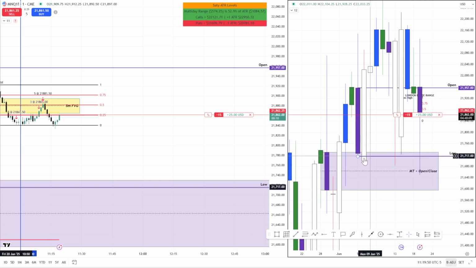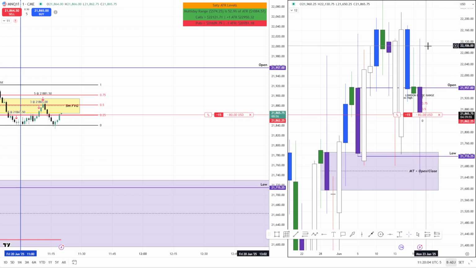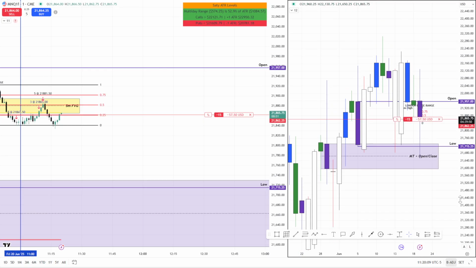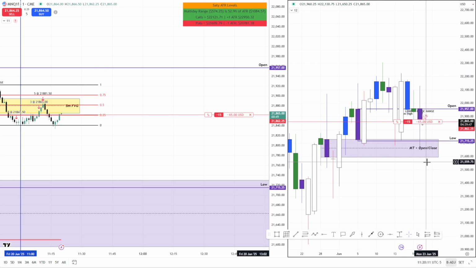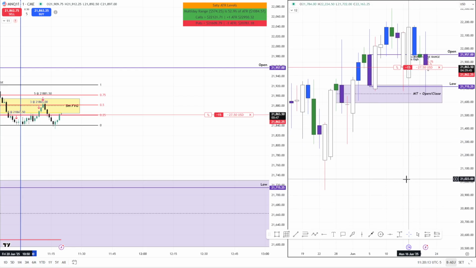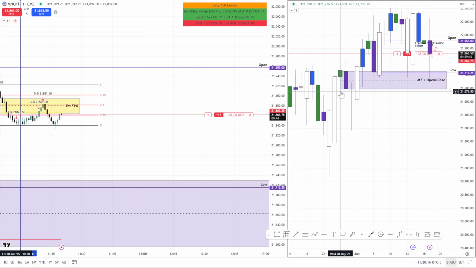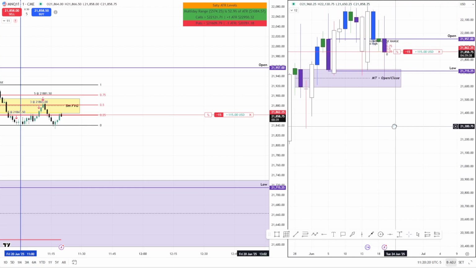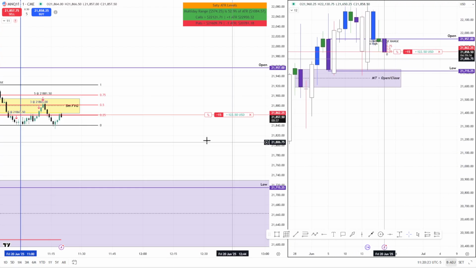We do have the NWOG that does need to be filled with a candle body. And so I'd like to see, because of this rejection up here, continued weakness with price coming down here and closing below here, as we do have some imbalances down here, ultimately down here. All right.